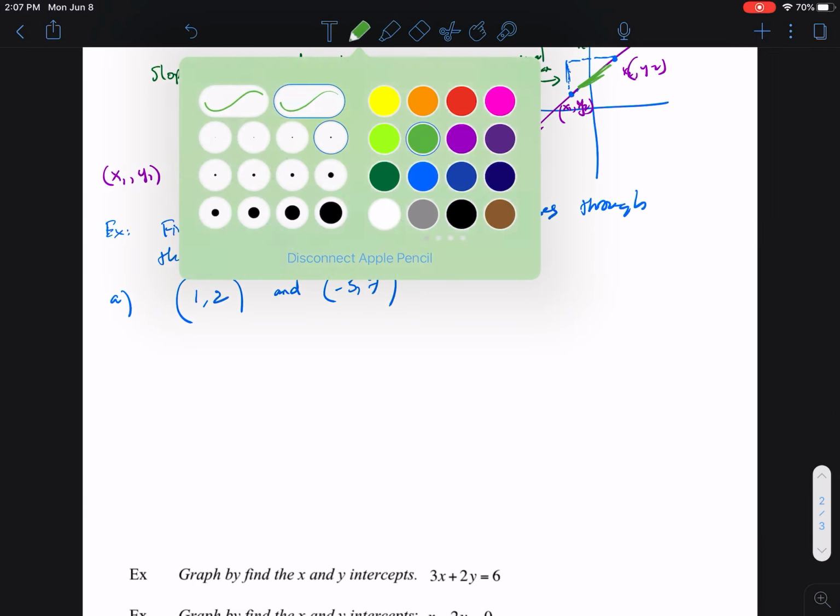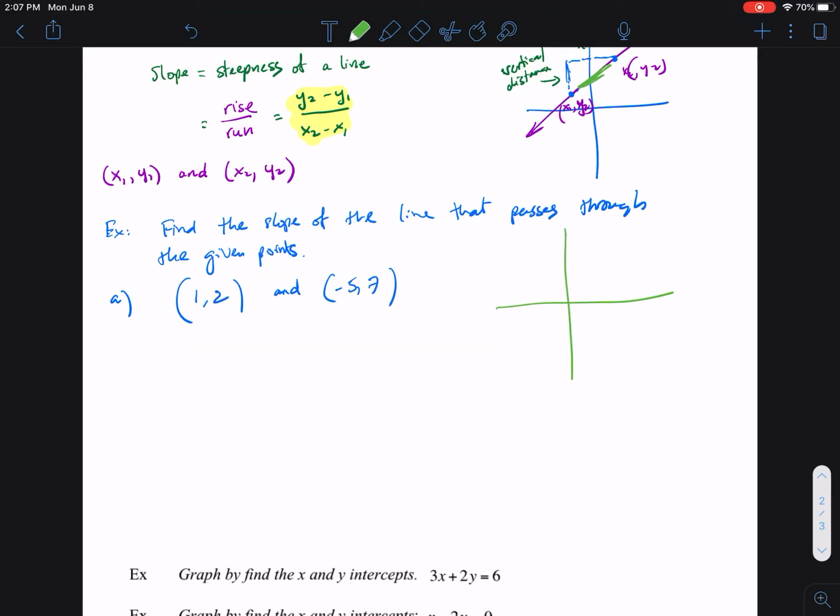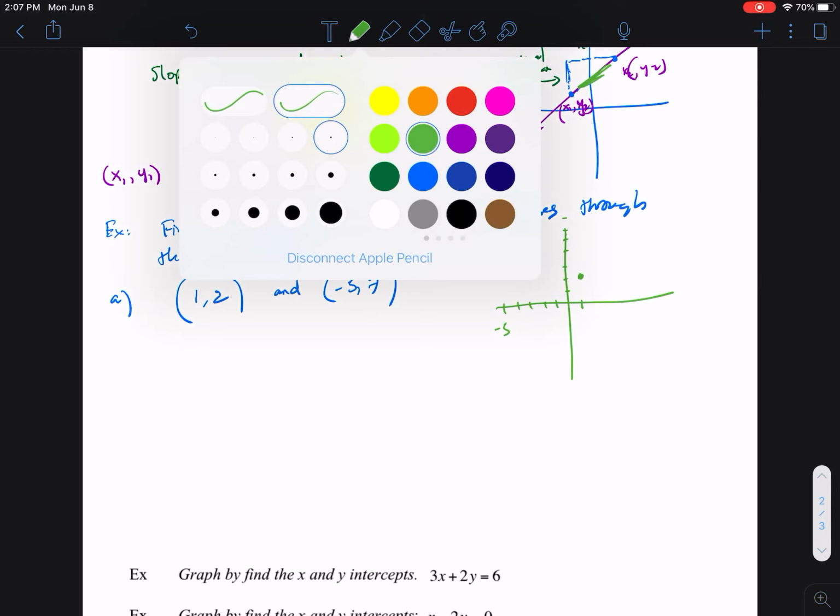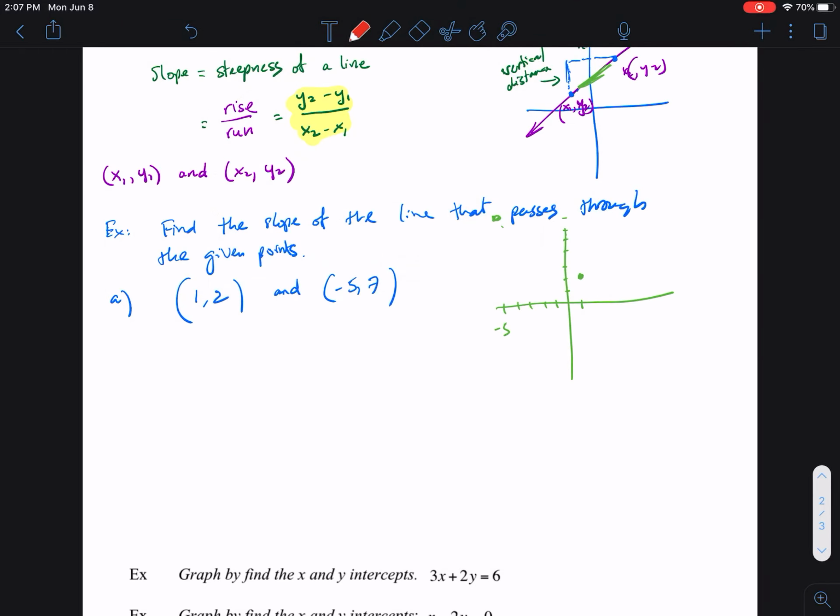If I do a quick plot on the side, (1, 2) is here, and then (-5, 7): 1, 2, 3, 4, 5, so that's -5, and 7 is up here: 3, 4, 5, 6, 7. So we're looking at the steepness of this line here. Oh, I think I messed that one up. We just look for the slope of that. So let's use a formula.